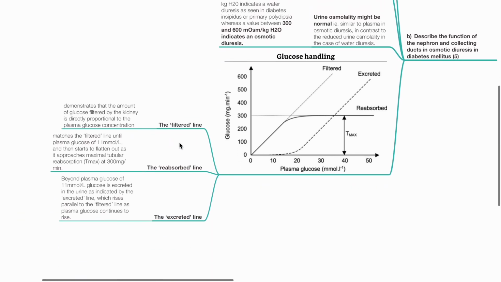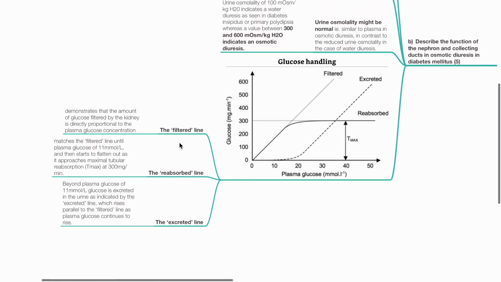This graph demonstrates glucose handling by the kidneys. The x-axis is plasma glucose in millimoles per liter. The y-axis is glucose in mg per minute. The filtered line demonstrates that the amount of glucose filtered by the kidney is directly proportional to the plasma glucose concentration.